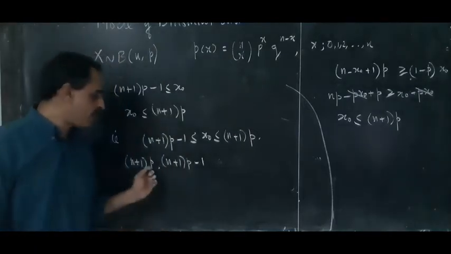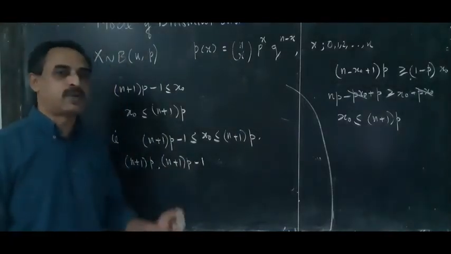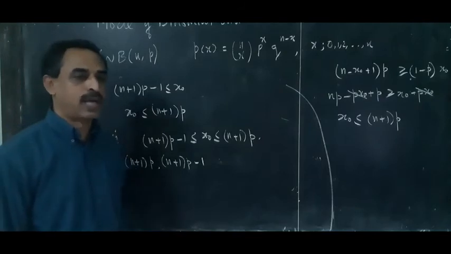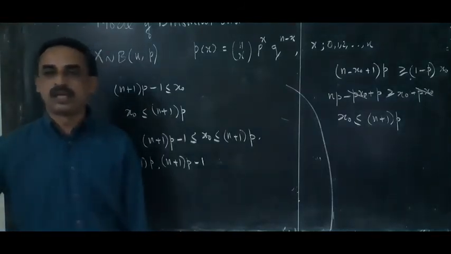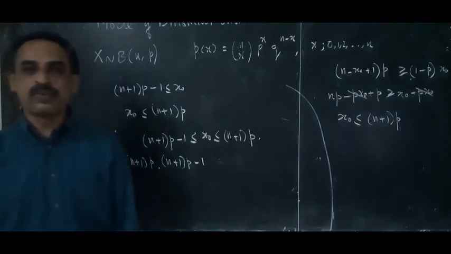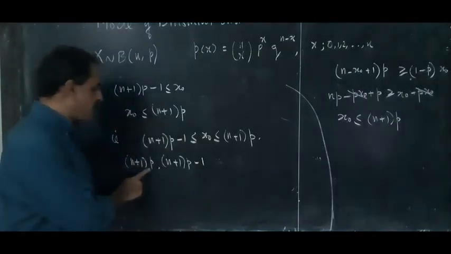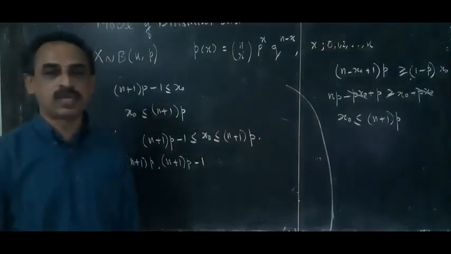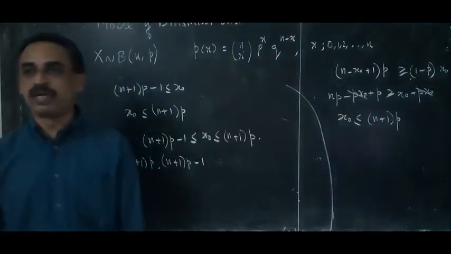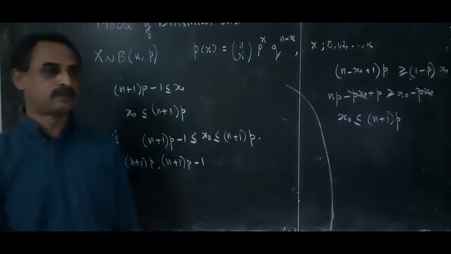So if (n+1)p is a whole number, (n+1)p − 1 is also a whole number, and that is a situation where the binomial distribution has two modes. So if (n+1)p is a whole number, we have two modes for the binomial distribution, and we say that the binomial distribution is bimodal.